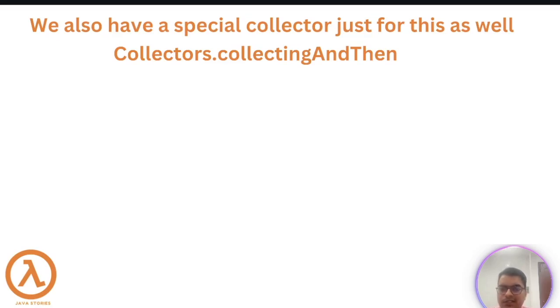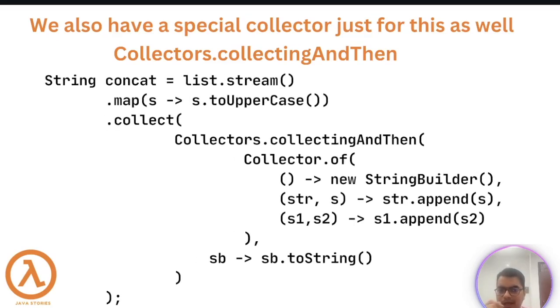And just for this purpose, we have a special collector called Collectors.collectingAndThen. Of course, Collectors with the S is a factory class, providing a lot of implementations of the collector API. So this is one of them, and we could precisely use collectingAndThen, and we just provide these three elements in Collector.of. We could even provide this step here itself, just for showing you: Collectors.collectingAndThen, where we have provided the supplier, accumulator, and the combiner, and the second parameter of collectingAndThen is where we have provided the finisher.